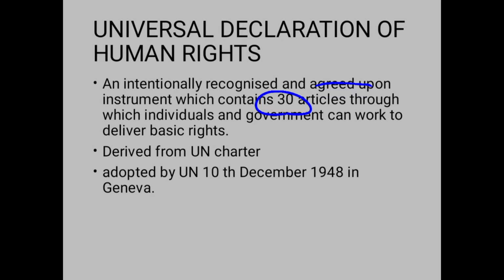The UDHR was derived from the United Nations Charter, as we learned in the previous video. It was derived from the UN Charter. Then it was adopted by the United Nations on 10th December 1948, in Geneva.